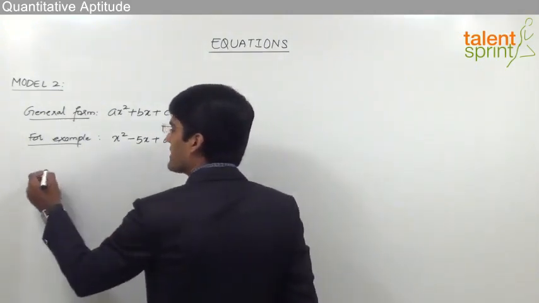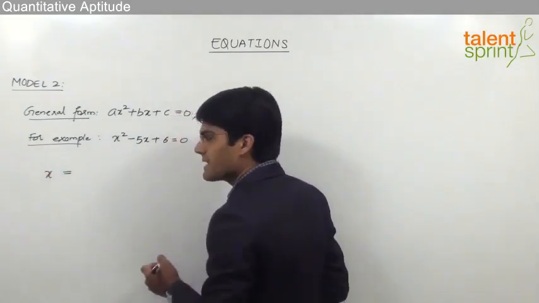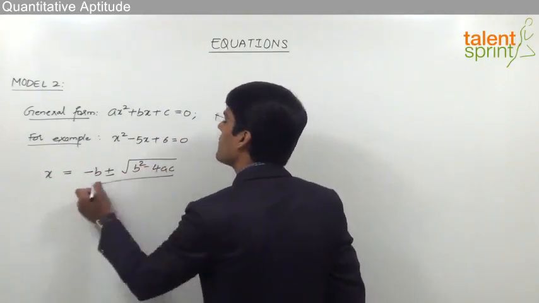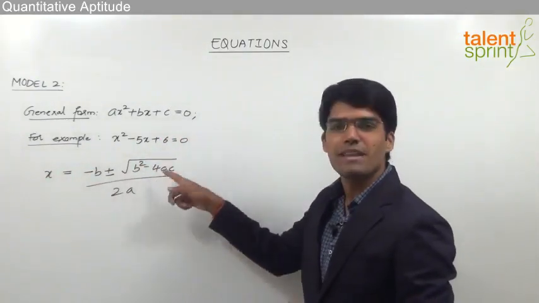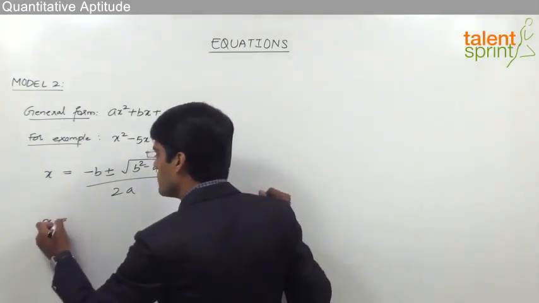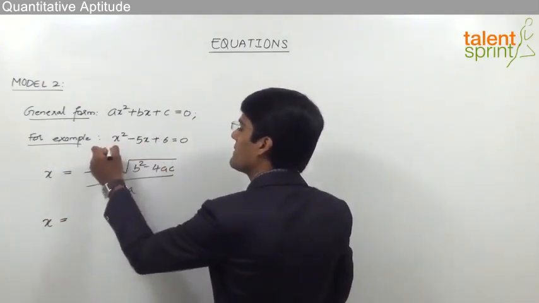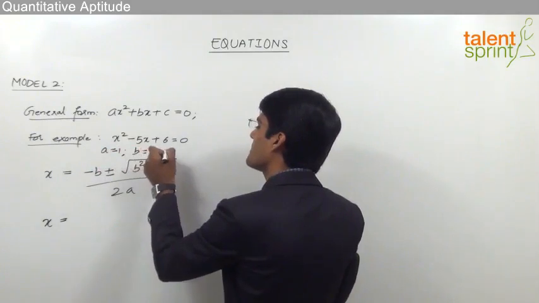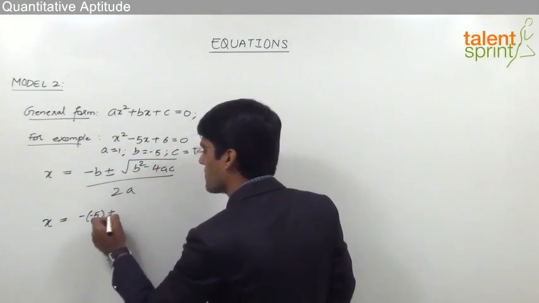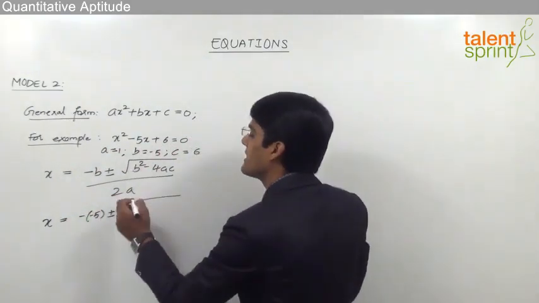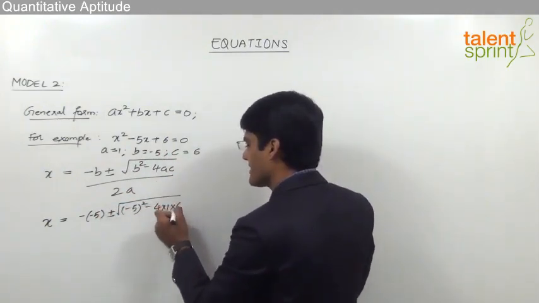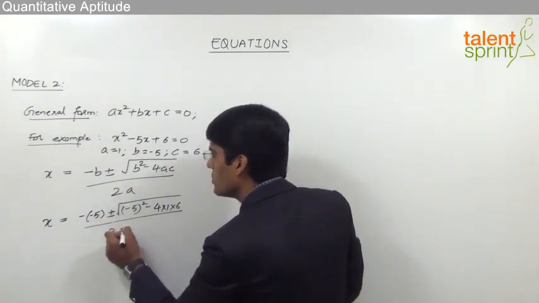As we have discussed earlier, the standard formula to get the values of x will be minus b plus or minus root over b squared minus 4ac by 2a. So let us now substitute the values of a, b and c in the given formula to get the two roots of the equation. So we can say that x will be equal to minus b. In our case, we have seen that a is equal to 1, b is equal to -5 and c is equal to 6. So minus b would be minus of -5, plus or minus root over b squared, that is nothing but -5 squared, minus 4ac, so 4 into 1 into 6, divided by 2a, that is nothing but 2 into 1.